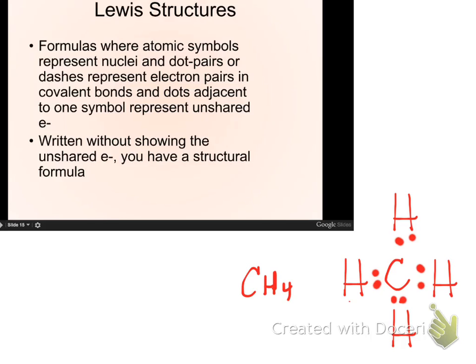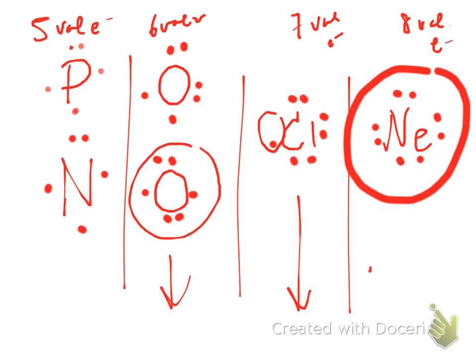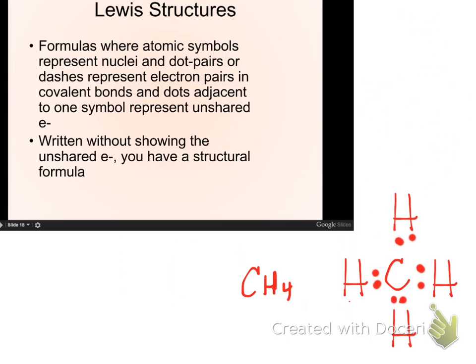So if we look at that carbon, remember that that carbon wanted to be like neon, right? Well, if we look at carbon, carbon feels like it's got 2, 4, 6, 8 electrons. Is carbon satisfied? Yes. And hydrogen wants to feel like it's got 2 electrons. So this hydrogen feels like it's got 2, it's happy. This one feels like it's got 2, it's happy, happy, happy. Everybody's happy. That's the structure of methane.